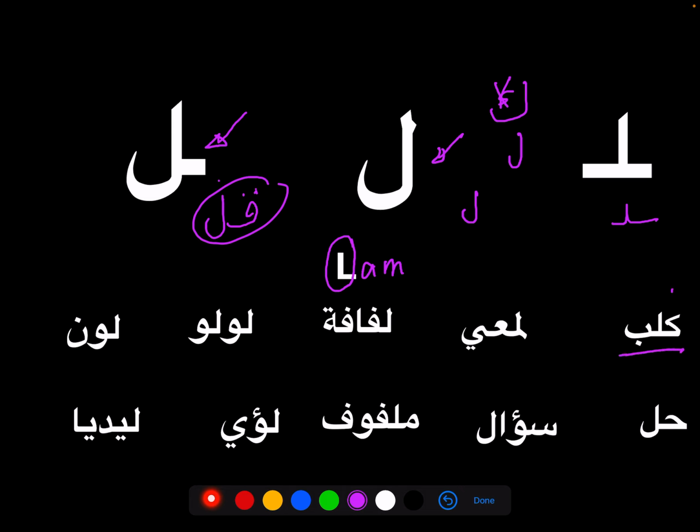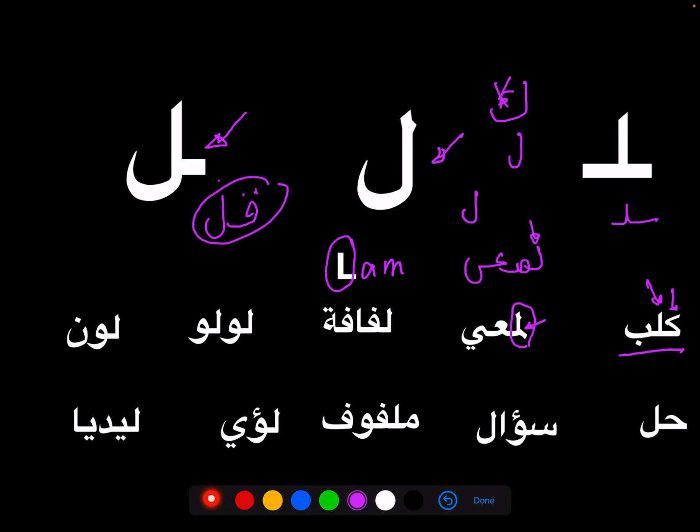Kalb. That's kaf, and then L, lam. Kalb, dog. Lam'i. Well, this is weird, right? Because usually it's like this, because it's le, so it's in the beginning of the word. But as you see, there is a letter before it, right?